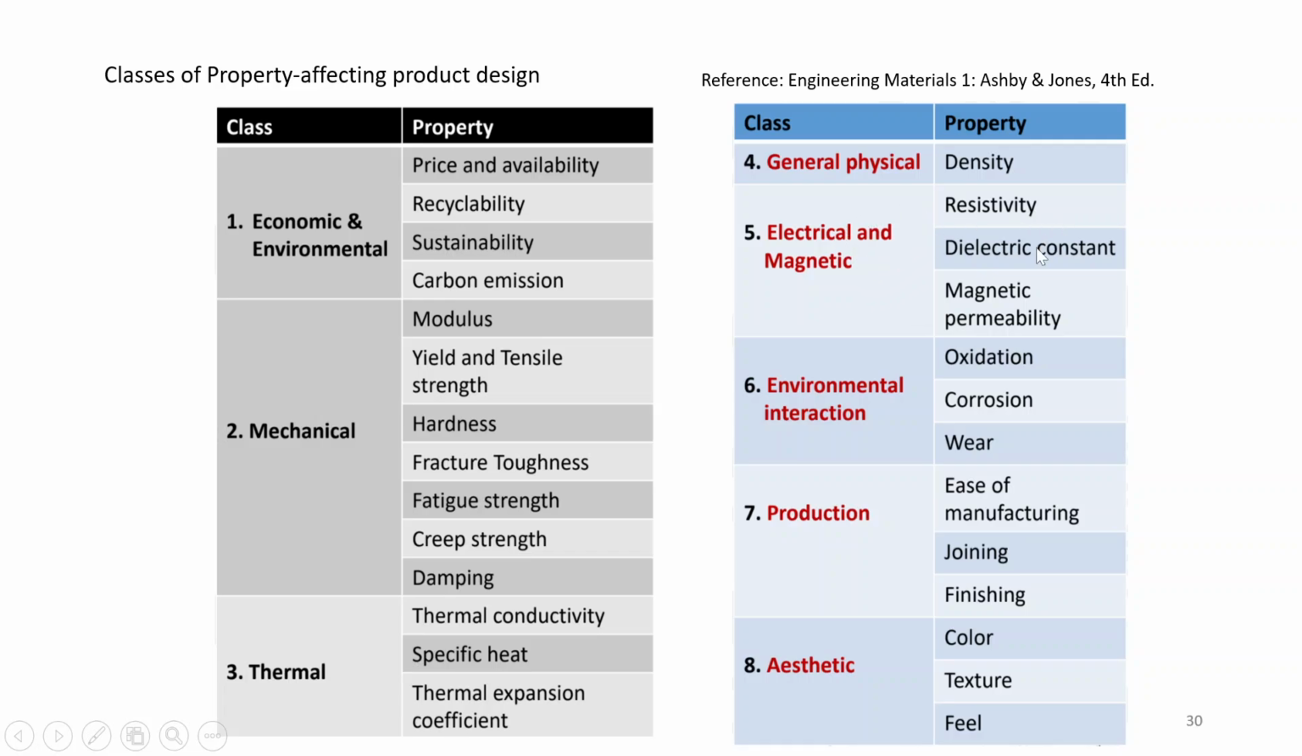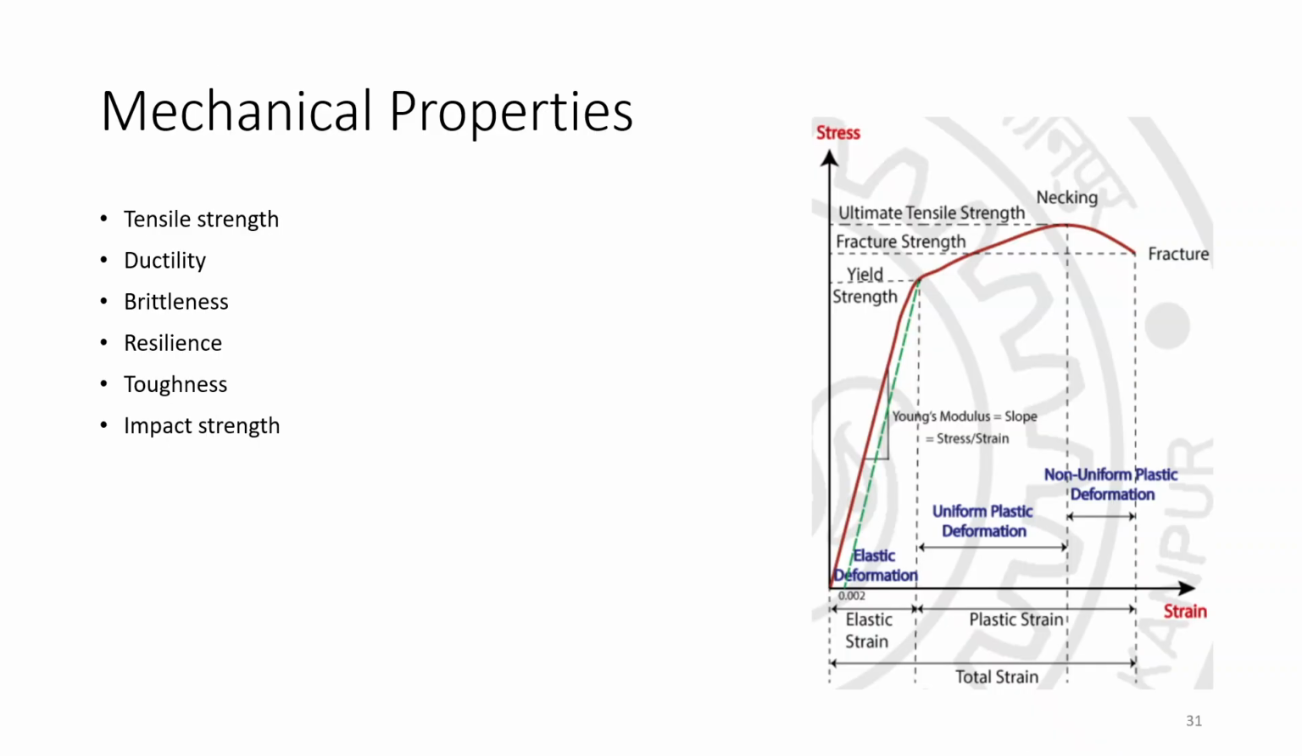We have resistivity, dielectric constant, magnetic permeability. In case of environmental interaction, we have wear, corrosion and oxidation. And in case of production, ease of manufacturing, how easily a material can be joined after breaking, and the surface finishing. And in case of aesthetic, we have color and texture.